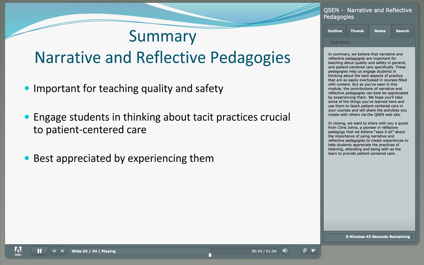In closing, we want to share with you a quote from Chris Johns, pioneer in reflective pedagogy, that we believe says it all about the importance of using narrative and reflective pedagogies to create experiences that help students appreciate the practices of listening, attending, and being with as they learn to provide patient-centered care.